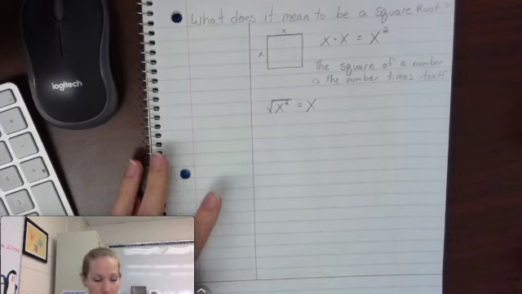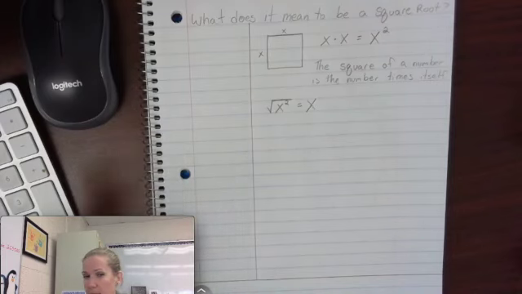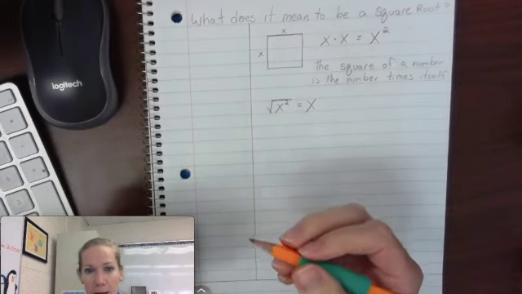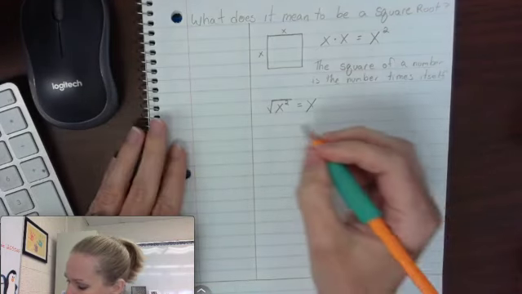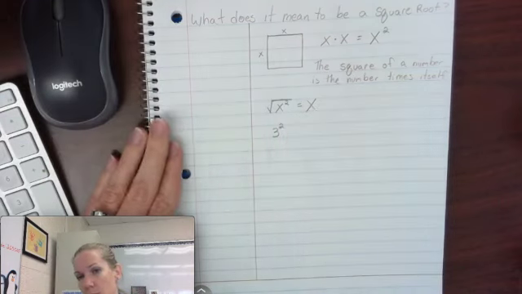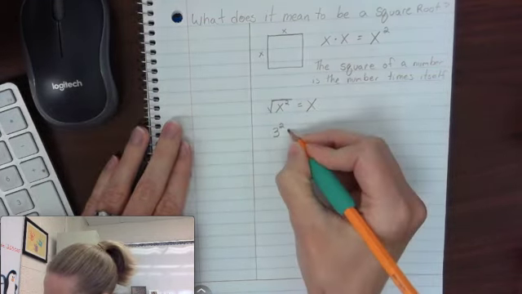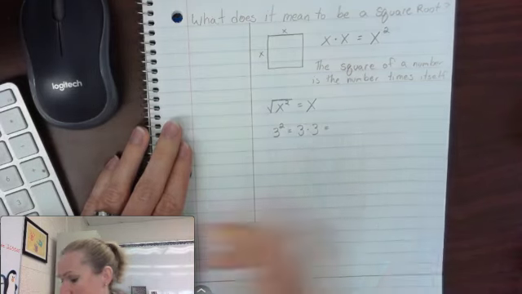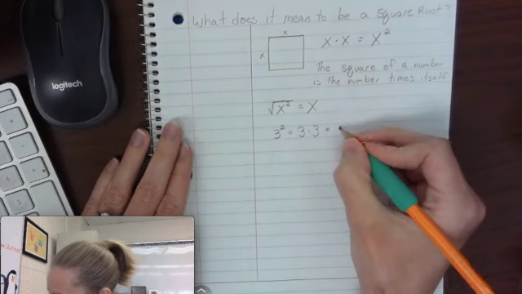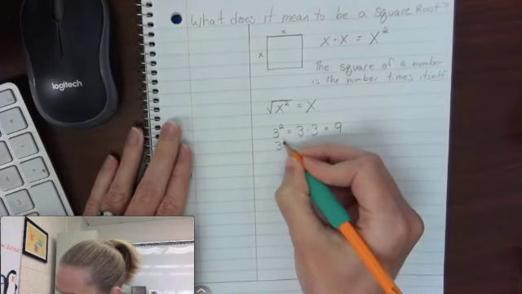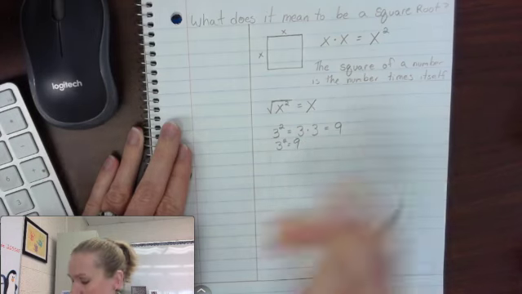Sometimes it's helpful if we give some examples. So let's start with an easy example like 3 squared. So 3 squared, okay, and that equals, well, 3 times 3, which equals 9. So 3 squared equals 9.